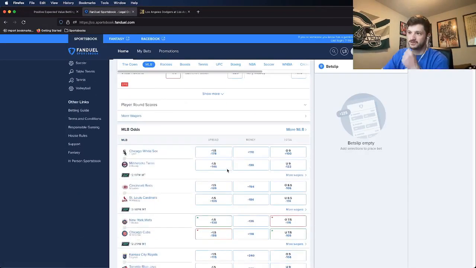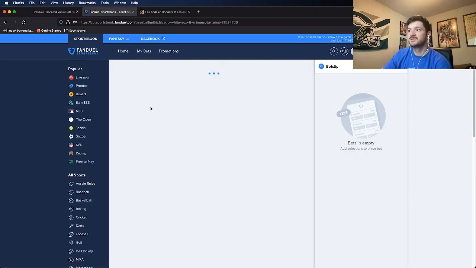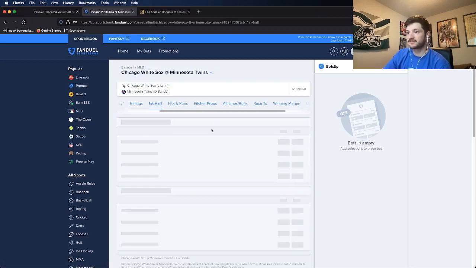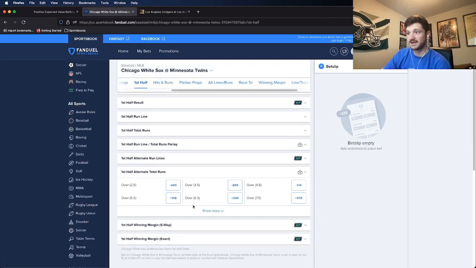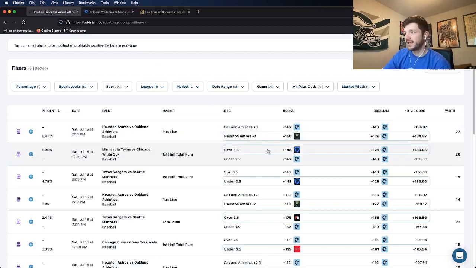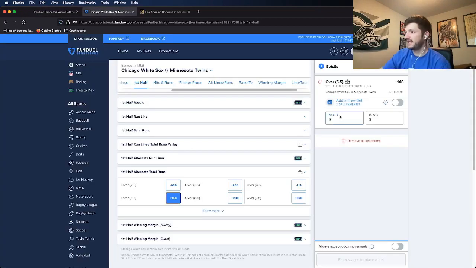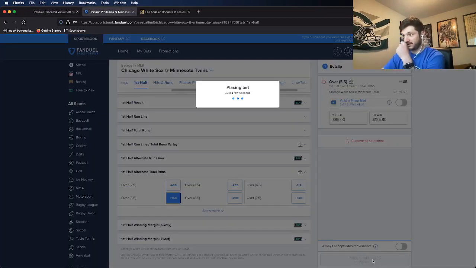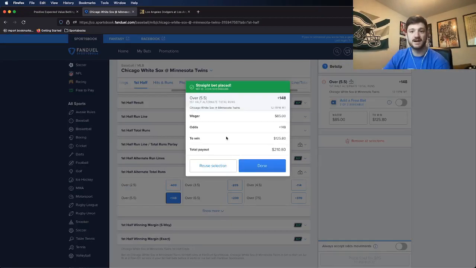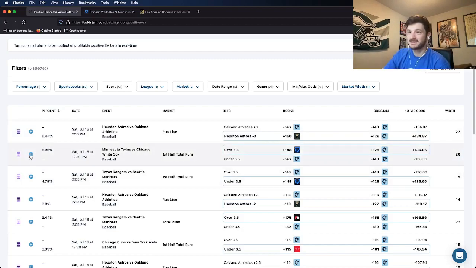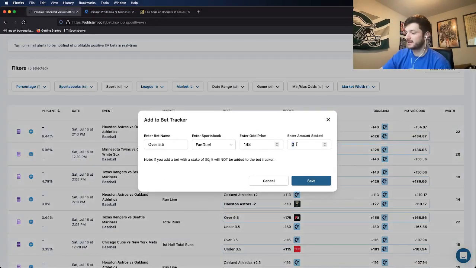So now I need to go to the White Sox versus Twins and lock this one in. So those first half runs, alternate run line over 5.5 plus 148. Everything checks out there. This will be an $85 bet, and we are good to go. Place bet. Perfect. So this is my second bet placed for today, the Saturday betting slate. So now let me just add this to my bet tracker, $85. Click save, and we are good to go.